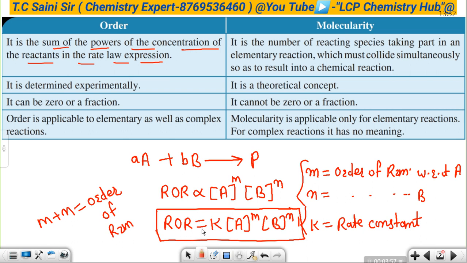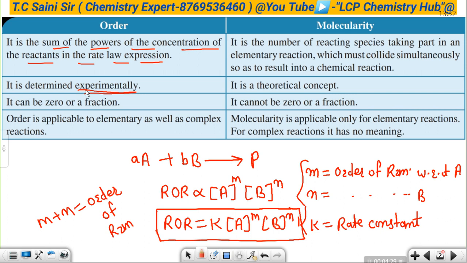And what is the rate law expression? Rate of reaction is equal to k, where k stands for the rate constant of the reaction, times the concentration of A and the concentration of B. Then what is the order of reaction? In simple words, order of reaction is the sum of the powers of the concentration of reactants in the rate law expression.